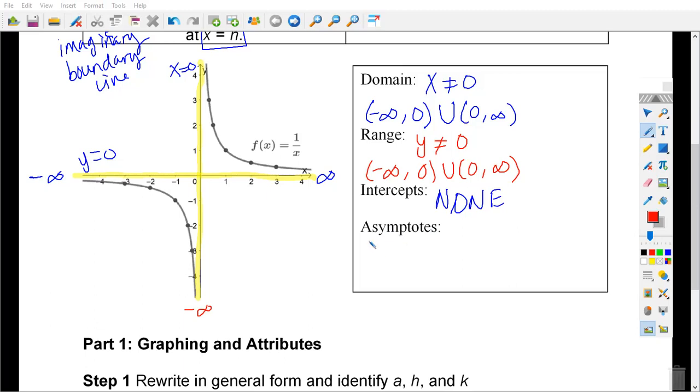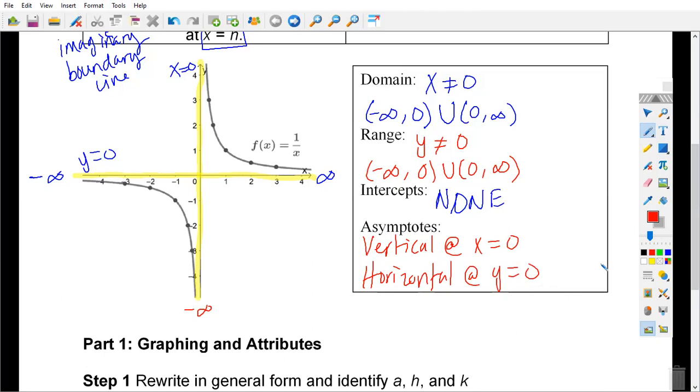And these restrictions are caused by asymptotes. And I have a vertical. And where's my vertical at? At X equals 0. And I have a horizontal at Y equals 0. Perfect.